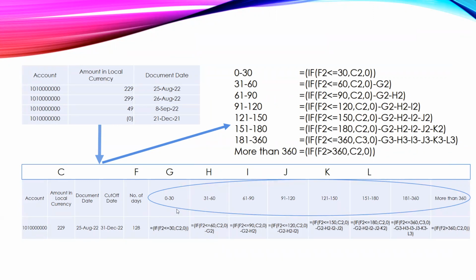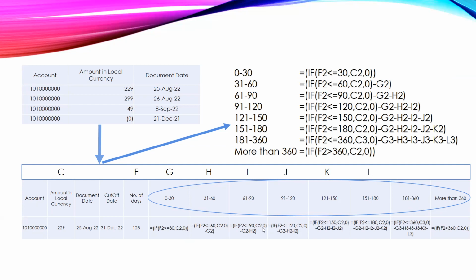For the first column, now see the formula. If F2, which is the number of days, is less than or equal to 30, 30 being the higher side of this range, then amount in local currency, which is C2, otherwise 0. And when we move on to the next column, the formula will be the same, but instead of 30, we will write 60, whichever is the higher side of the range. And then the rest of the formula is the same. One change is that we have to subtract the prior value.